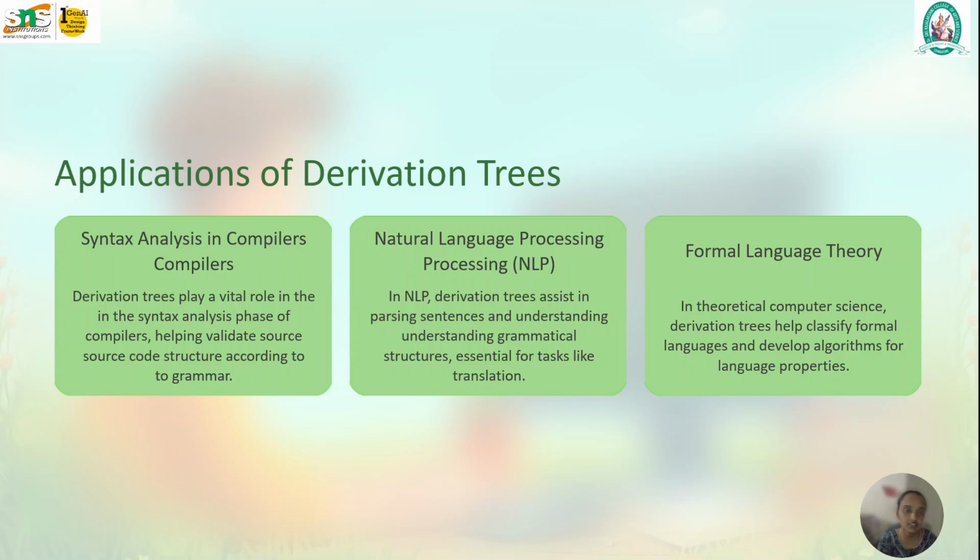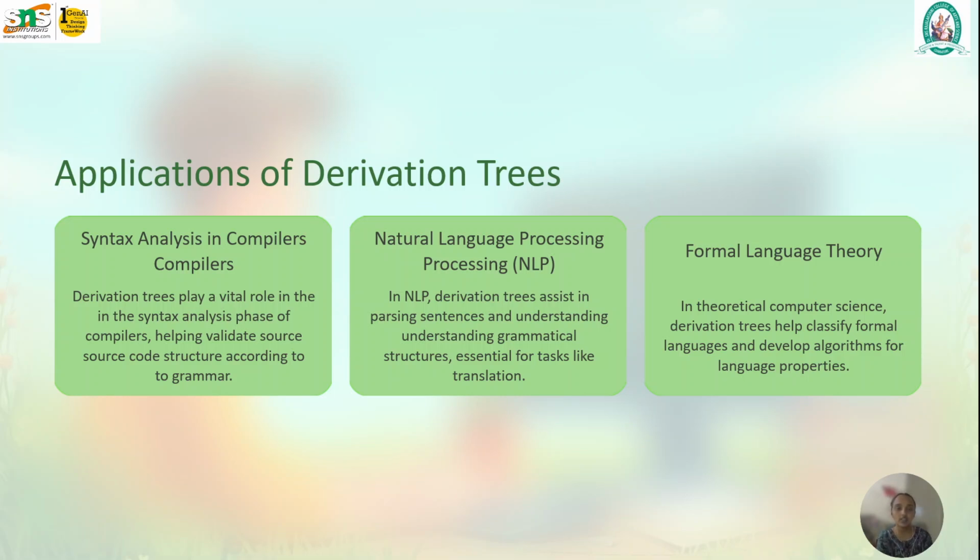The next one is applications of derivation trees. There are three types of applications. The first one is syntax analysis in compilers. The second one is natural language processing, NLP. The third is formal language theory. Derivation trees play a vital role in the syntax analysis phase of a compiler, helping validate source code and structure according to the grammar.